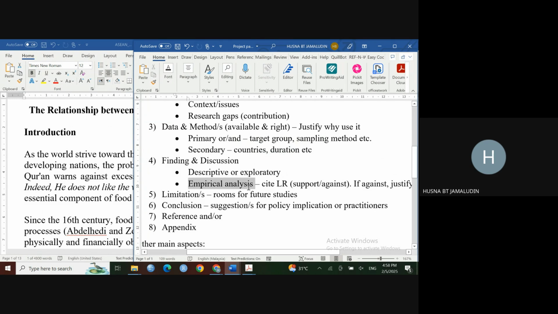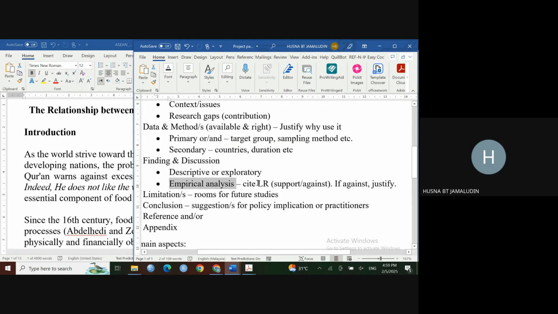This is where you're going to use a proper method. But when you are using empirical analysis, you have to cite your finding. Sometimes the problem is, okay, this is my result from OLS, blah, blah, blah. So let's say I got this negative, positive relationship. That's it? No, you have to cite the LR. If your finding is supporting the LR, you can say that, okay, my result is in line, consistent with whoever said A and B.